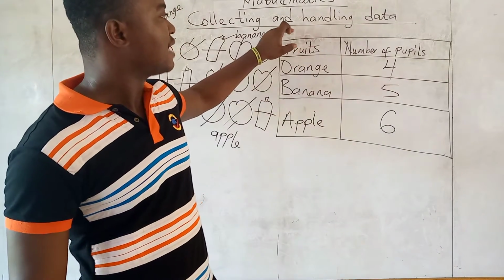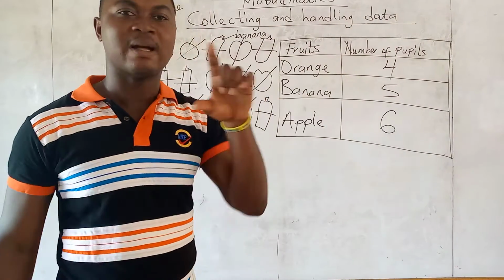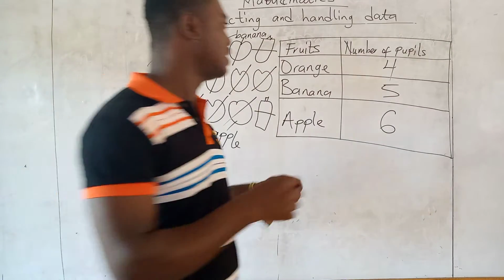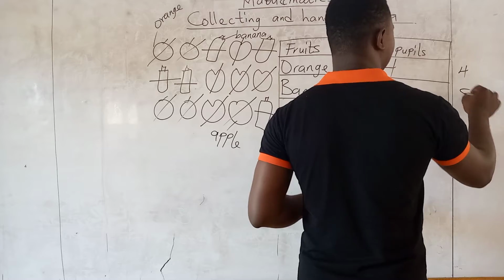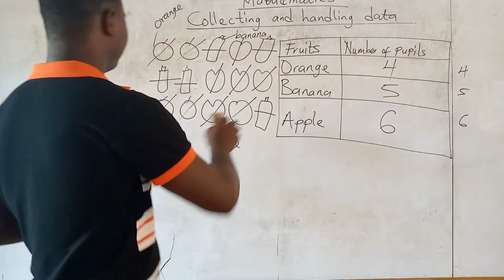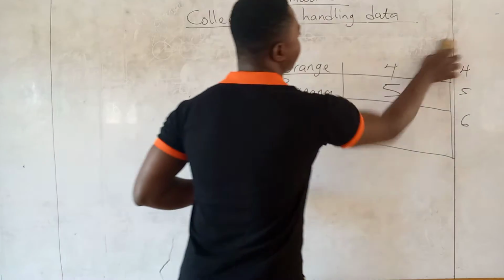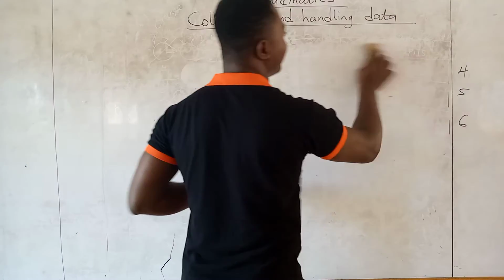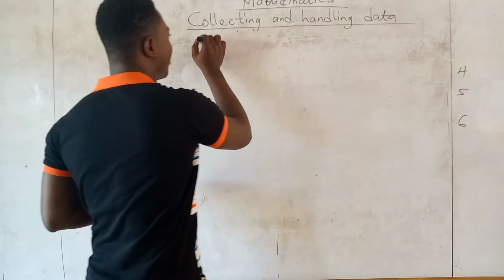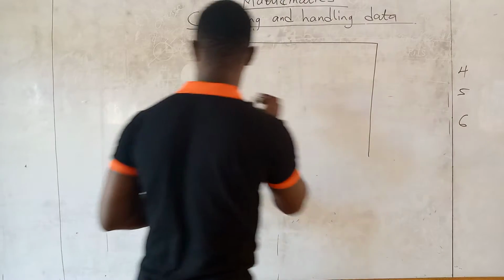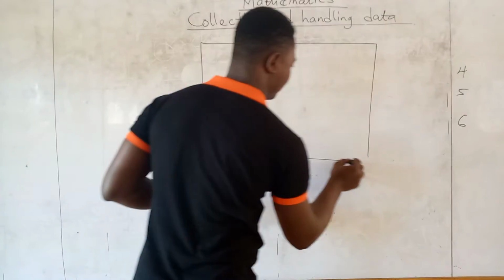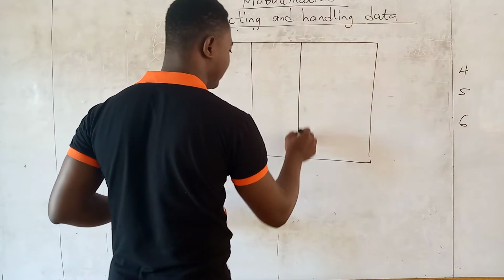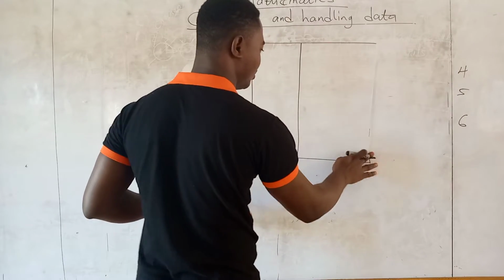When preparing your tabular form of data, we include something called tally mark. Called what? Tally mark. So we are going to add it to complete the table. Just to remember, we have 4, 5, 6, so that I'll clean everything and then draw the table again. Now this time around, I will include the tally mark. So our first column for fruits, second will be tally, and then the next will be the number of people.